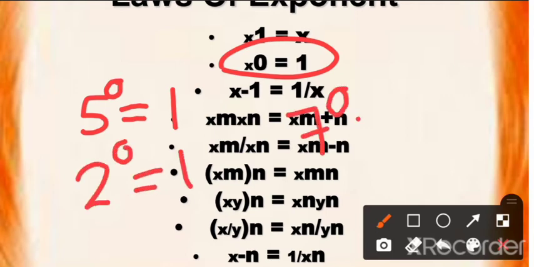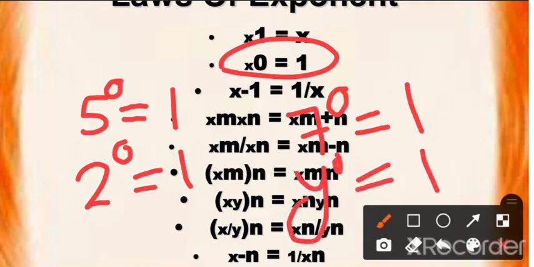7 power 0 is equal to 1. y power 0 is equal to 1. It means you can take any number, and if the power is 0, you can write the answer directly as 1. Not another answer, only 1. So 5 power 0 is equal to 1.